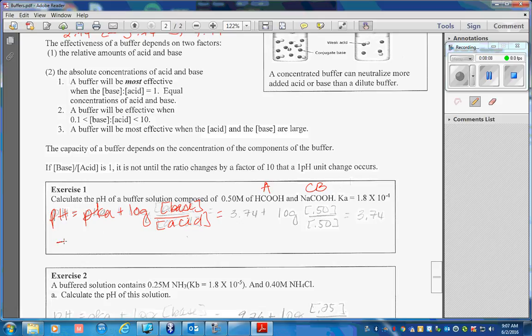So our math would turn out to be like this. I get the pKa by finding the negative log of the Ka, and that would be 3.74. And then I took the molarity of the base, HCOO minus, divided by the molarity of the formic acid. That's 1. This drops out. So the buffer has a pH value of 3.74.